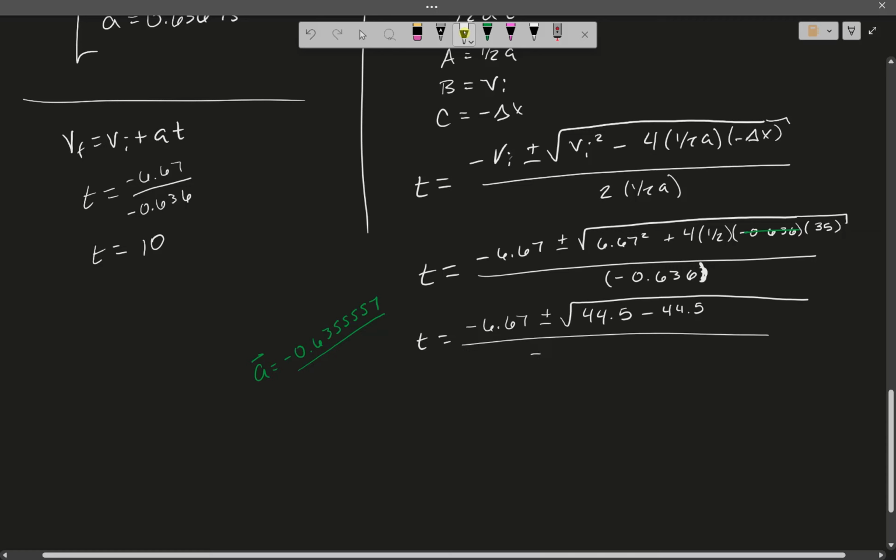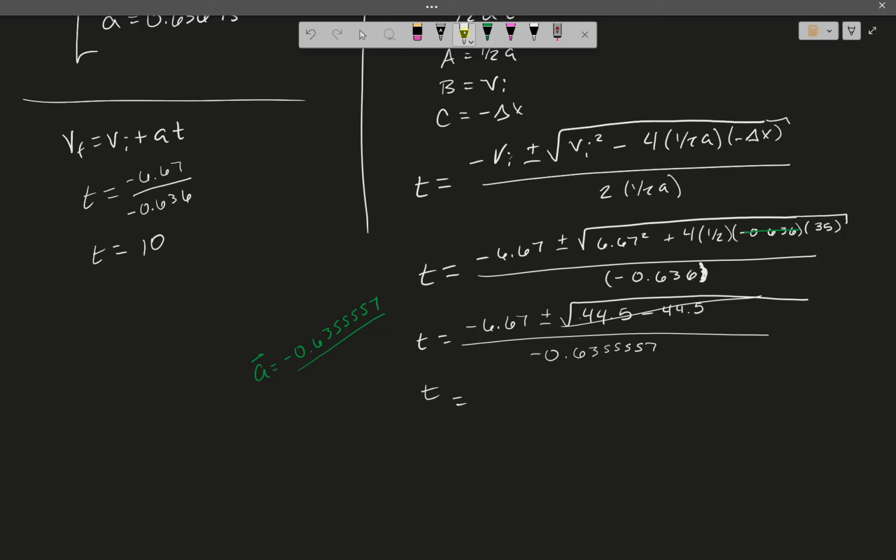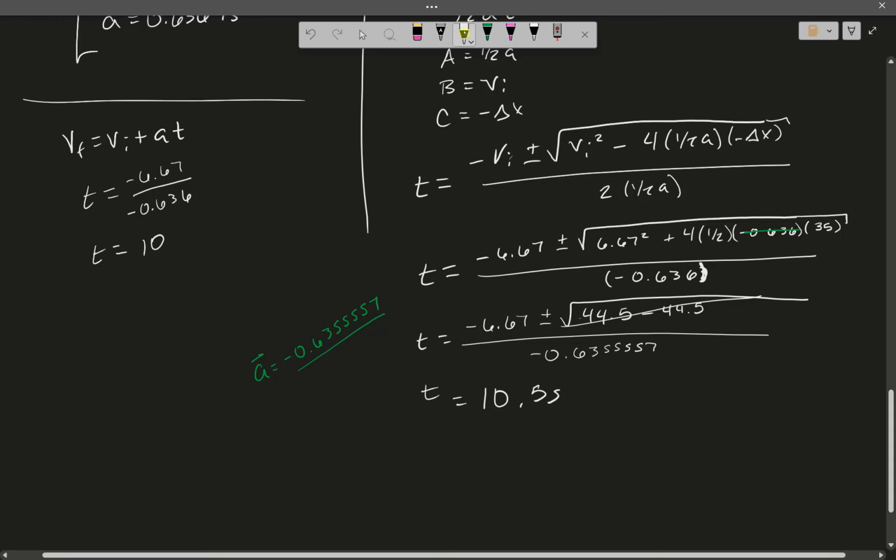I'll divide this all by negative 0.63555557, and I get that the time is going to be, this is going to just go to 0, that'll go away, negative 6.67 divided by negative 0.63555557, which will be about 10.5 seconds.